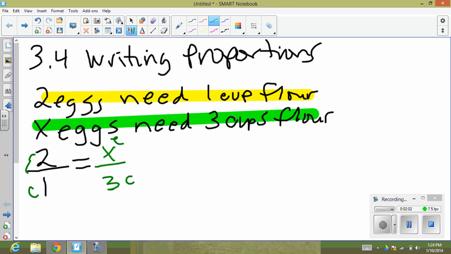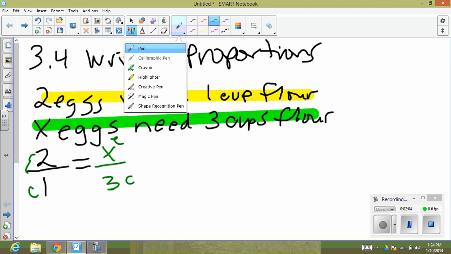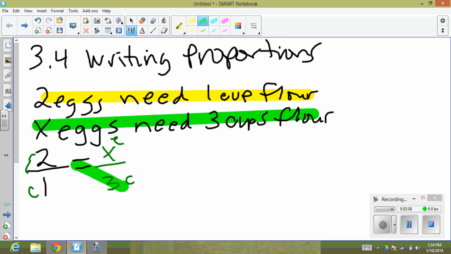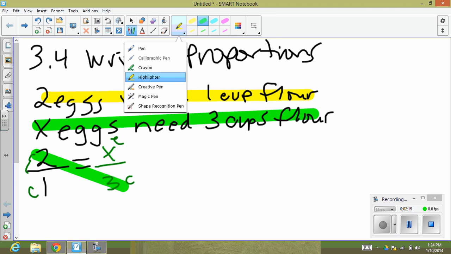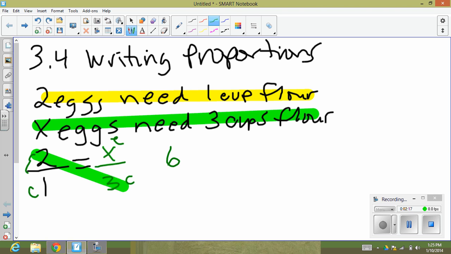So to solve this, once again, the easiest way is to use the cross product. So 3 times 2 is 6. And 1 times x is x. So that means these two solutions are equal to each other. So that means x is equal to 6.